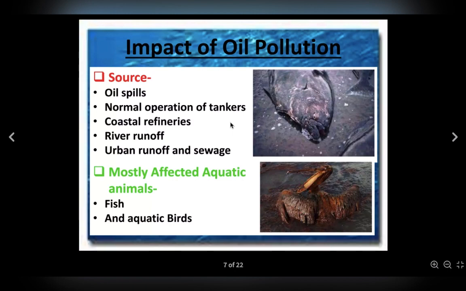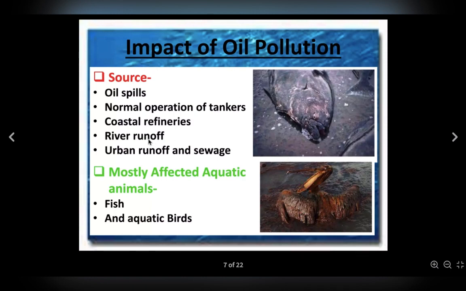Another one is the coastal refinery. You know, most refineries are built along the coast. So sometimes they just dump the waste products in the river. Some of these petrochemicals, or waste products from the petroleum refinery that are dropped in the river, cause a lot of damage. They cause a lot of damage and kill all the aquatic organisms.